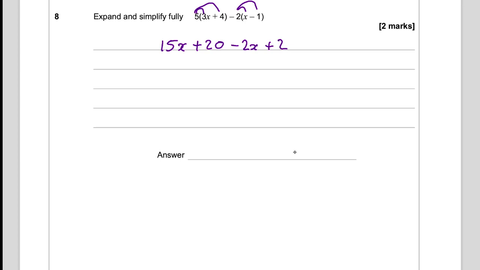Right, so 15x, take away 2x is going to be 13x. And then 20 plus 2 is going to be 22. So I'm looking at 13x plus 22.